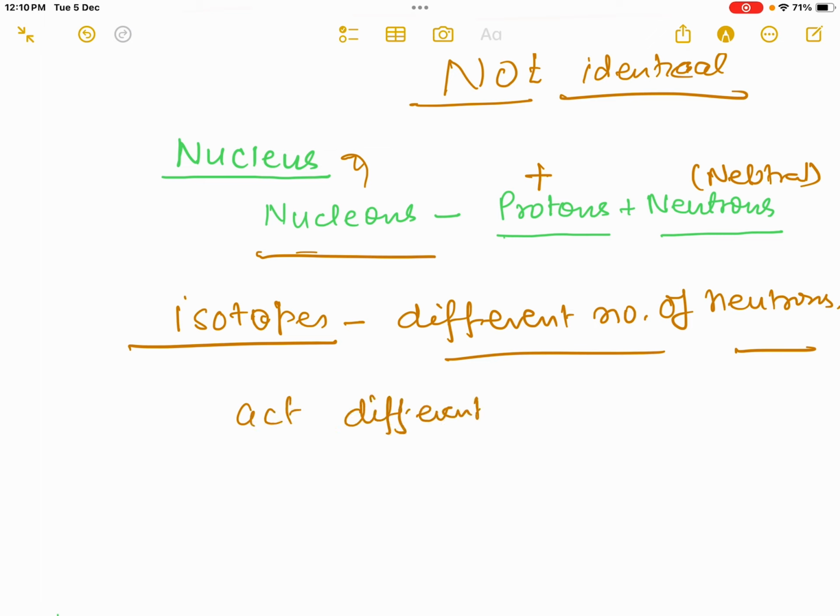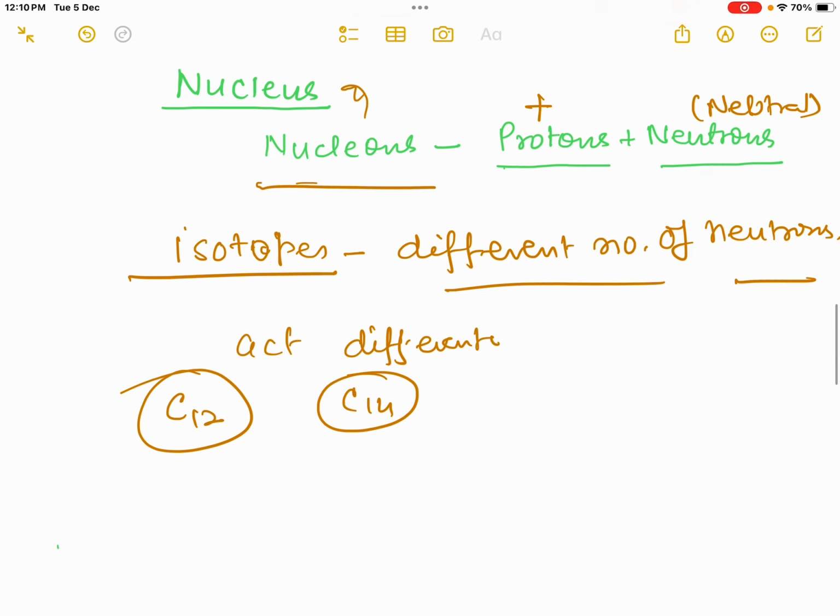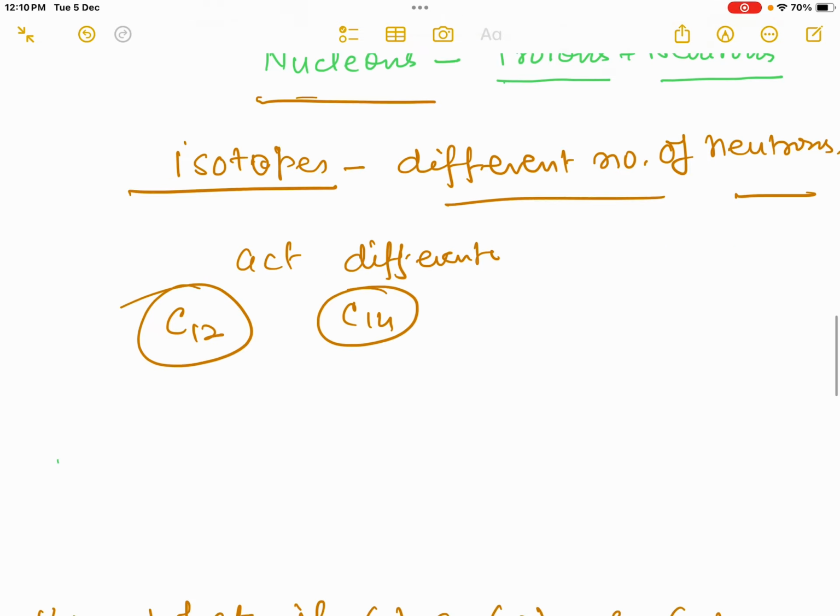You have studied that in a sample of carbon there is C12 and C14, and in carbon dating we use both the samples. So they act differently. Isotopes act differently. So if one atom has a different number of neutrons, then they will act differently, and we say that the atoms are not identical. So this is the third situation.